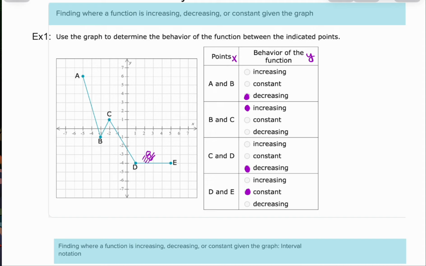Okay, so please remember that the interval is describing between here and here. That's the x values. What is the y doing? Is it going downhill, uphill, or staying constant? Increasing, decreasing, or constant?